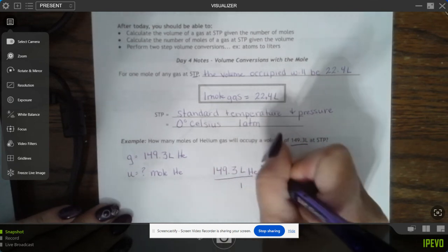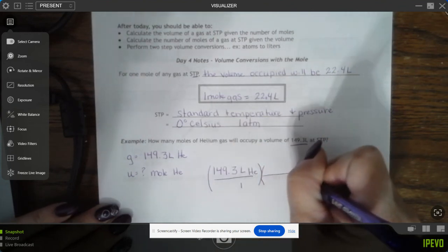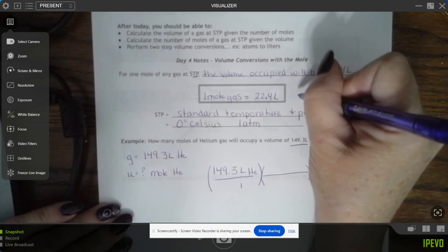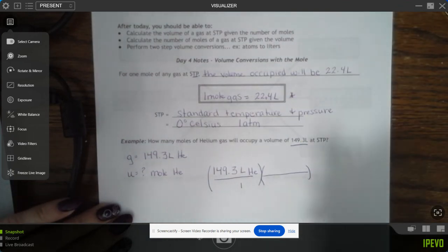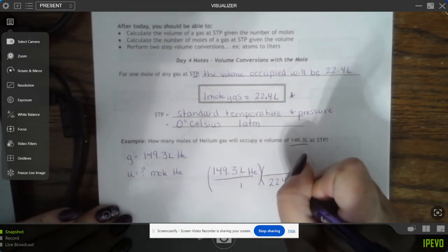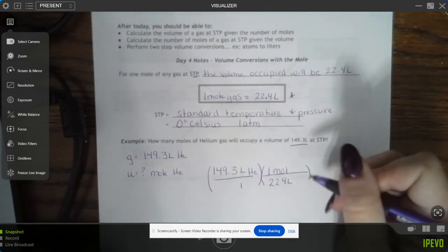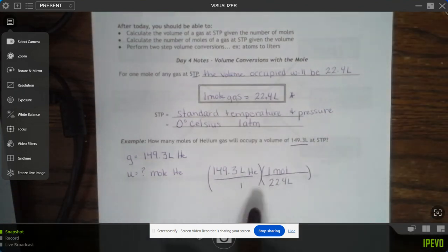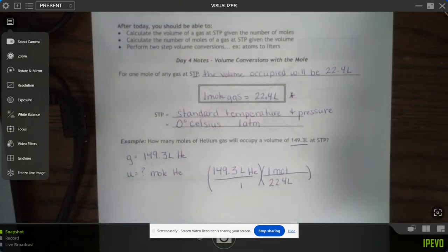So we start with our given over 1, and then we need our conversion factor. Our conversion factor is 1 mole is equal to 22.4 liters. So in this case, since liters is on the top, I'm going to put 22.4 liters on the bottom, and I'm going to put 1 mole on the top. Notice that just as in the other conversions we were doing, the number that goes with moles in all of these cases is always 1.